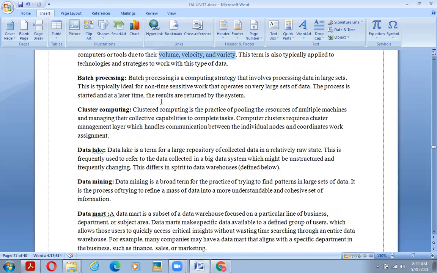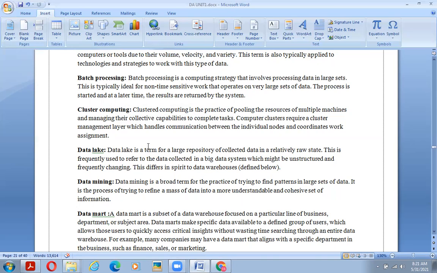And we have cluster computing. Cluster computing is the practice of pooling the resources of multiple machines and managing their collective capabilities to complete tasks. Computer clusters require a cluster management layer which handles communication between the individual nodes and coordinates work assignments. So in cluster computing, we have multiple machines managing their collective capability for completing the task.